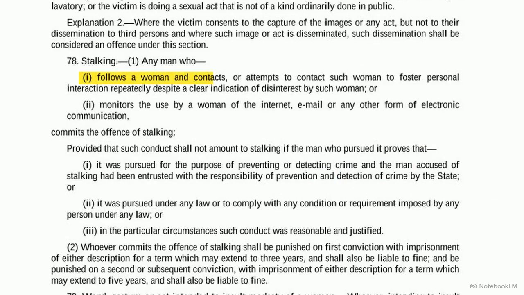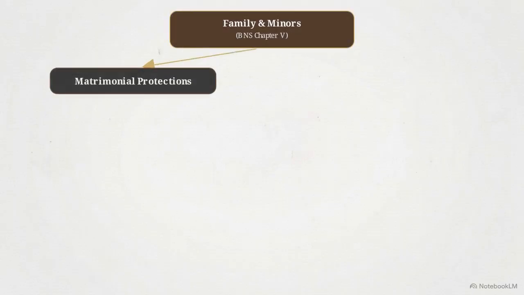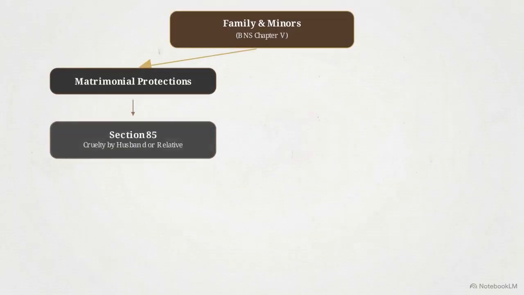Stalking under Section 78 now explicitly covers 2 fronts. Clause 1 addresses physical following, while Clause 2 covers digital monitoring, such as tracking a woman's internet use or electronic communication. Matrimonial protections form a separate branch, with Section 85 covering cruelty by a husband or relative, and Section 80 addressing dowry death.